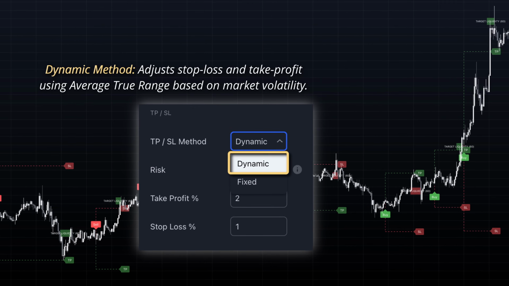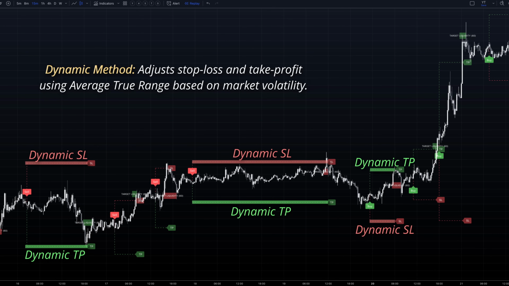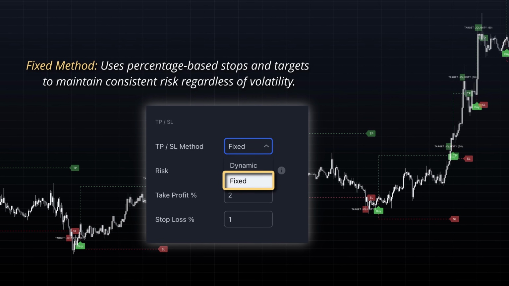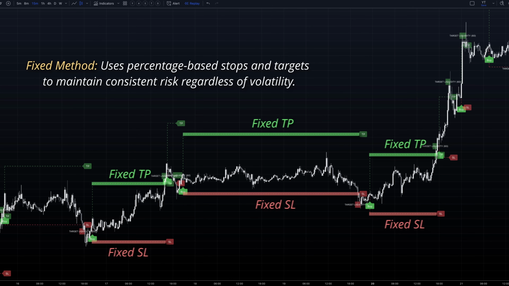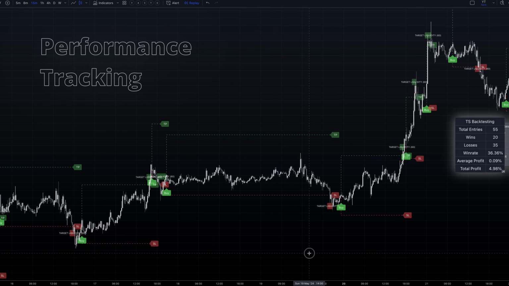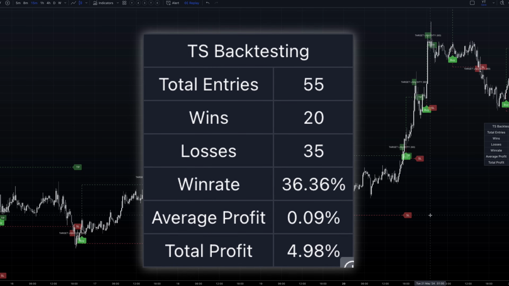Dynamic method utilizes the average true range, ATR, to adjust stop loss and take profit levels based on current market volatility. Fixed method employs percentage-based stops and targets, allowing to maintain consistent risk parameters regardless of market volatility. A built-in backtesting dashboard provides useful key performance metrics. Trading alerts can be configured for 4 key events.